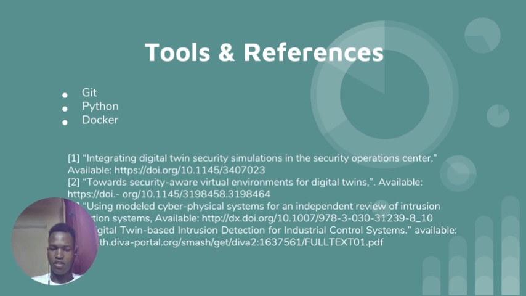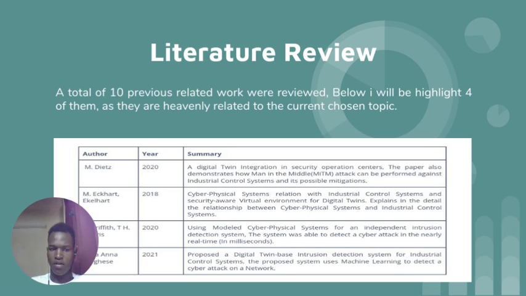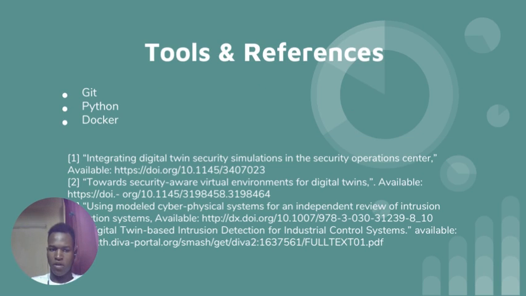Okay, so the last part is the tools that we're gonna be using, as well as the references to these papers. The first one is obviously Git, because you need to keep track of everything. The second one is Python, because the framework that we're gonna be using is written in Python. And the third one is Docker, because we need to simulate a lot of systems, so basically we need to have an image of the system.